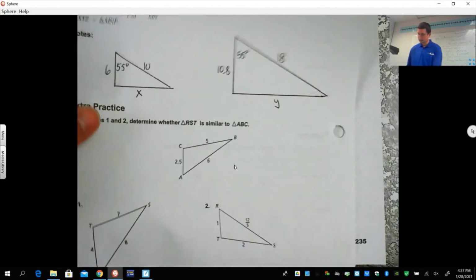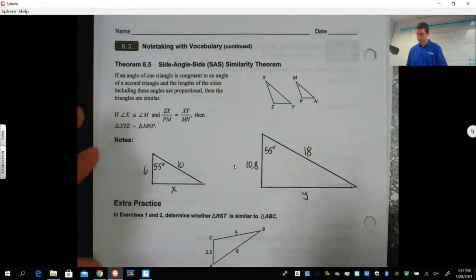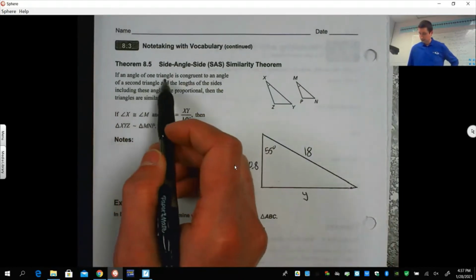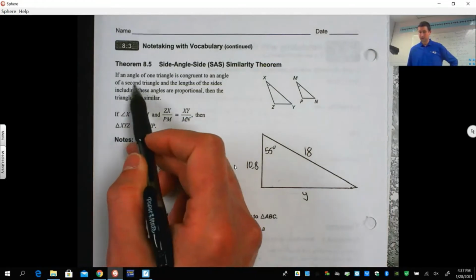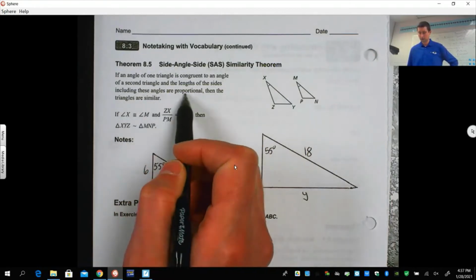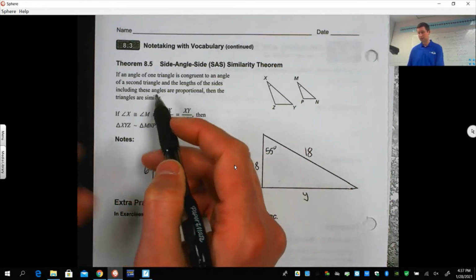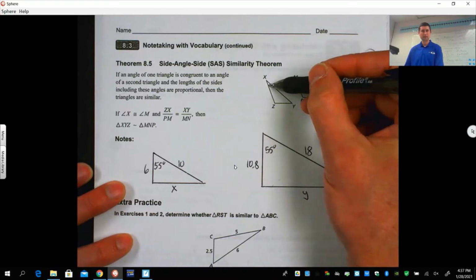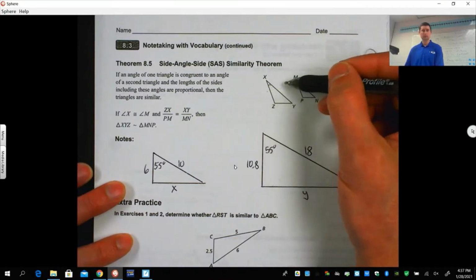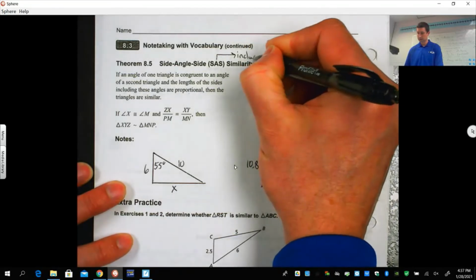The other one is the side, angle, side similarity theorem. If an angle of one triangle is congruent to an angle of a second triangle, and the lengths of the sides including these angles are proportional, then the triangles are similar. Okay? Remember the name we gave to the angle that was between the two sides we're working with, that was called the included angle.